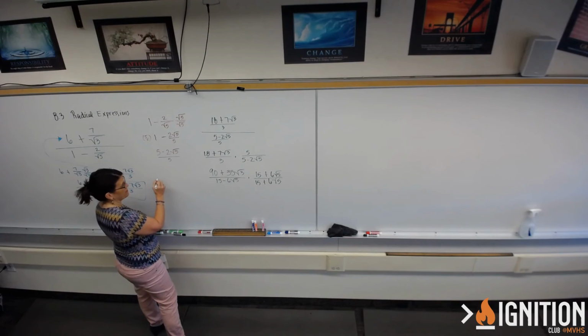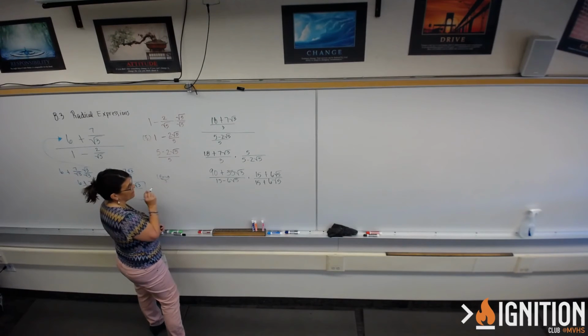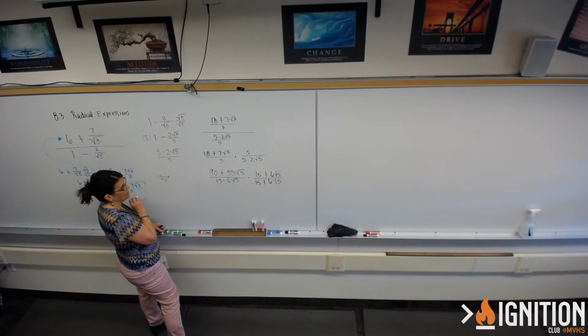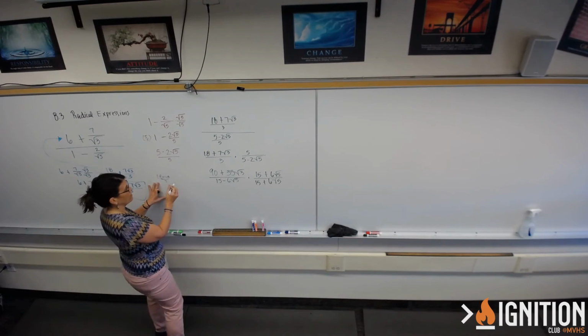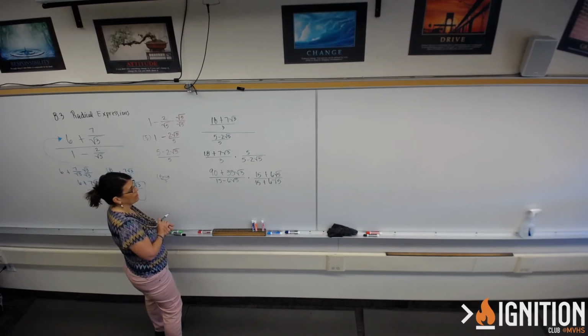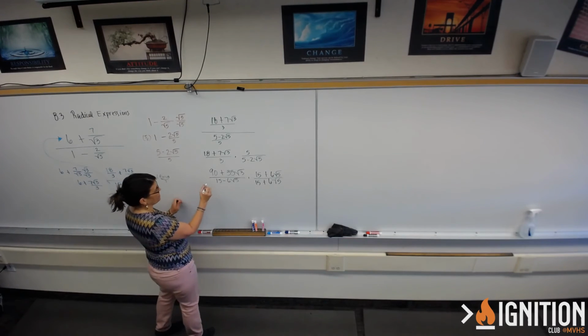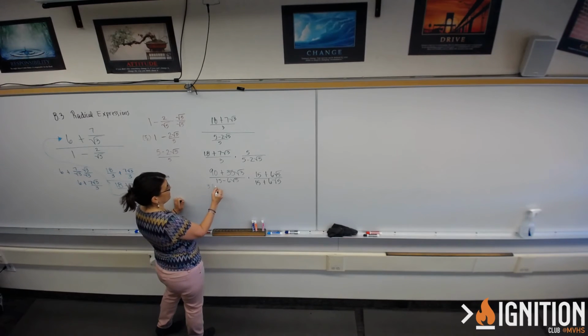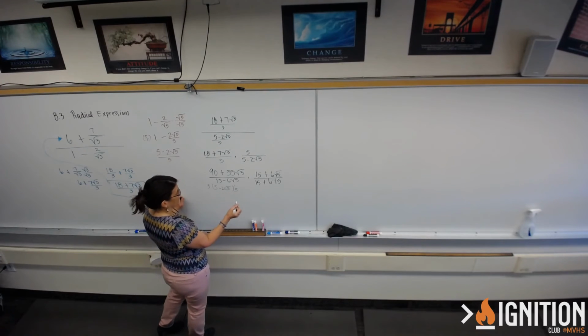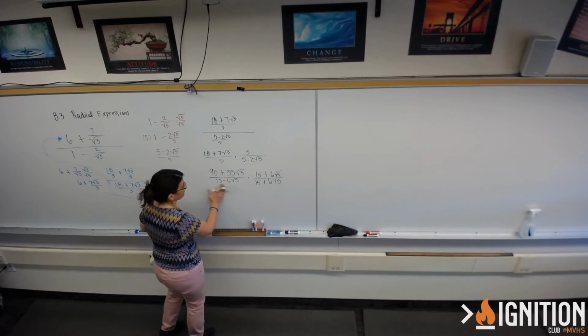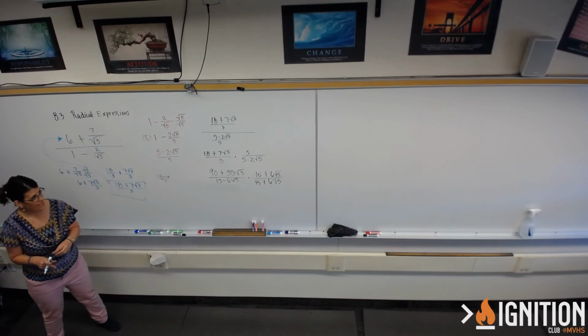So I would have left it as is. I would have left the 3 out here, and I would have done 5 minus 2. Yeah, I'll show you. I had to think it through for a minute.